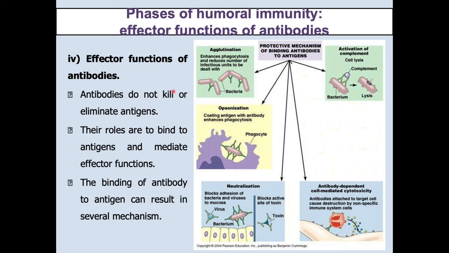This is a very cliche definition, because most students or sometimes the public say that antibody can kill bacteria, antibody can kill viruses. It does not mean that. Antibody only helps the bacteria or the viruses or the antigen to be killed by killer cells, which undergo phagocytosis, for example, macrophages, dendritic cells, or natural killer cells. Okay, so their role is to bind to antigen and mediate effector functions.